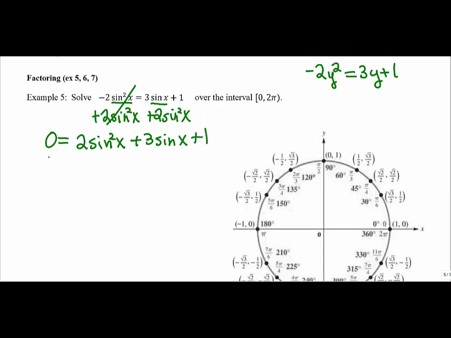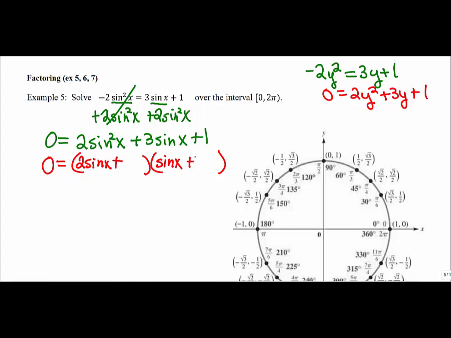Alright, now we're going to try to factor what we have. So this is similar to 2y squared plus 3y plus 1. So if we were factoring that, we would split it up as 2 parentheses, and we need 2 sine x and sine x. The signs are both plus, so we'll put plus, and then 1 and 1. And we could always check that by foiling it back out.